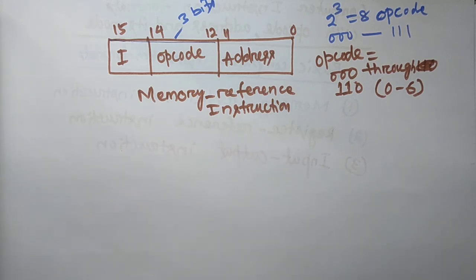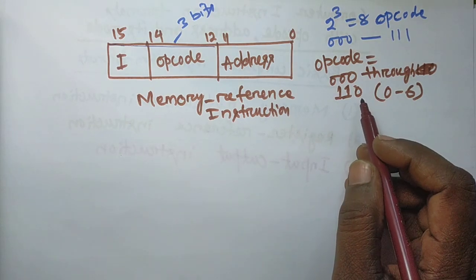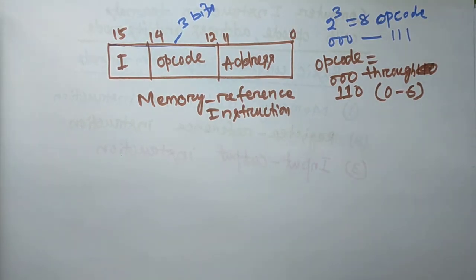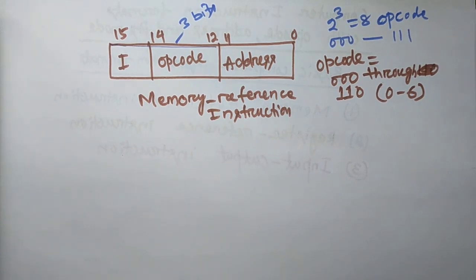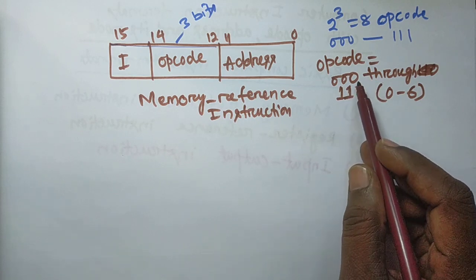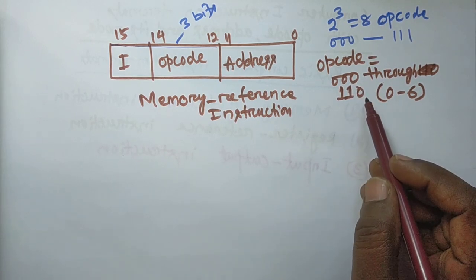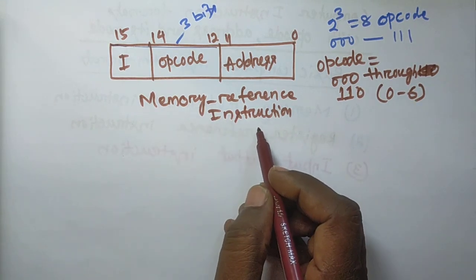Okay, now we'll continue this one. So you see, if you go through this particular opcode part, okay, the opcode part is defined in a very simple way. One part is this opcode part defined 000 to 110, that means 0 to 6. Then we can call it a memory reference instruction.